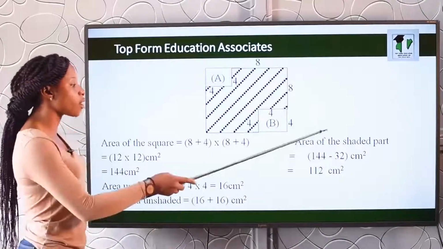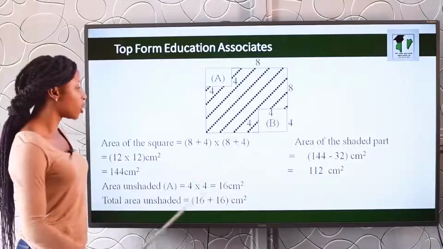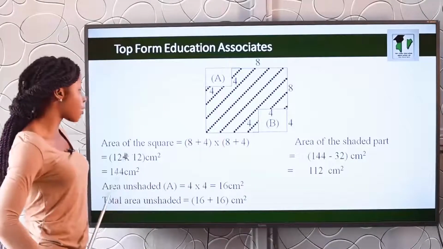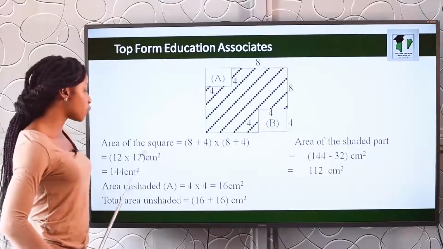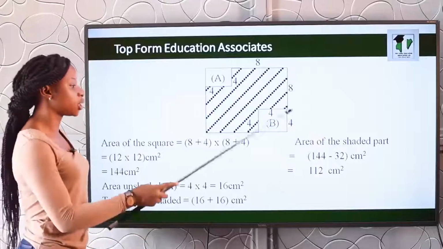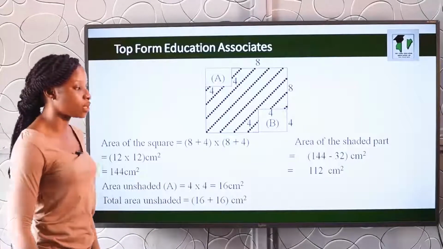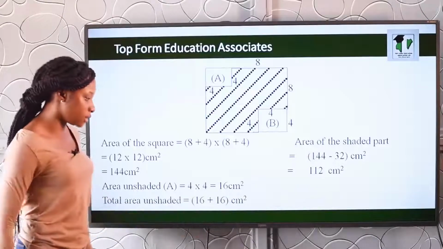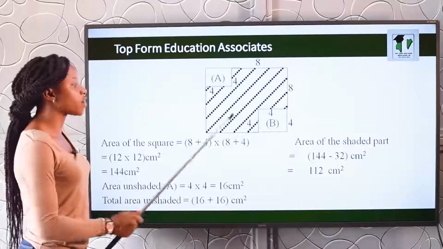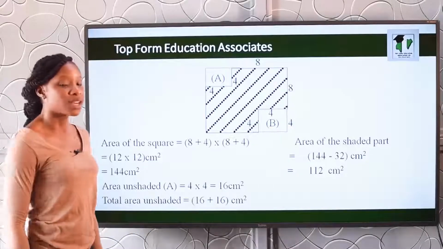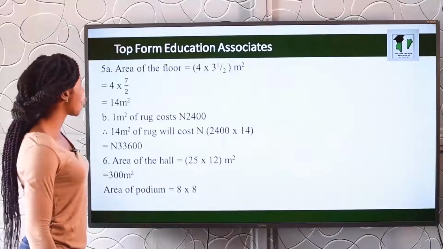32. So, to get the area of the shaded part, we remove the area of the unshaded part, which is A and B, from the area of the square. We remove the area of the unshaded part A and B from the area of the square, which is 144 minus 32. And our answer is 112 centimeters. Therefore, the area of this shaded part of this diagram is 112 centimeters square. I hope you are following.